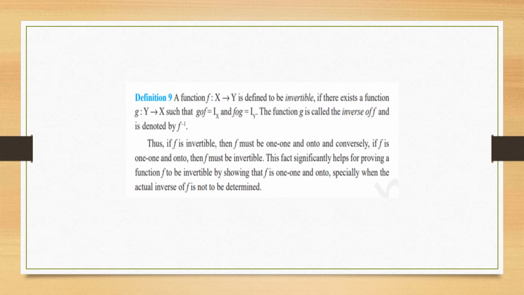Definition number 9. It says f, a mapping from X to Y, is defined to be invertible if there exists a function g mapping from Y to X such that g∘f is equal to the identity function of X, and f∘g is equal to the identity function of Y. Then we say g is called the inverse of f and is denoted by f inverse.